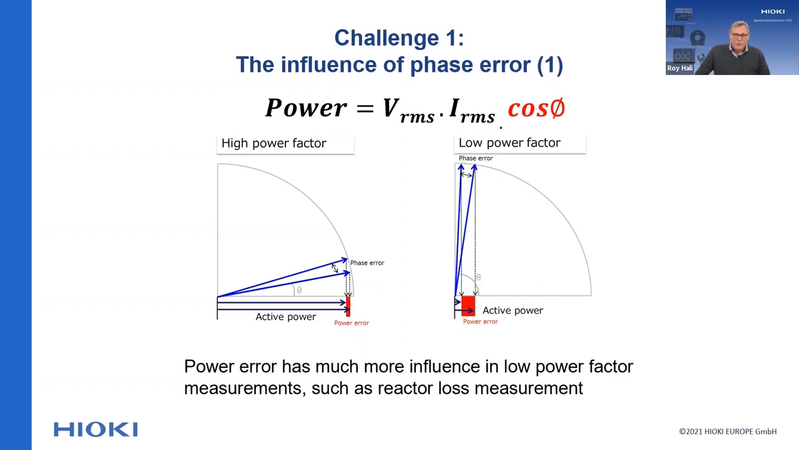However, when we look at the right side, we see that measuring a low power factor device, like a step-up reactor, the phase error has much more influence on the measured active power. This shows that it is extremely important to compensate the phase error, especially when you want to measure the loss of low power factor devices at high frequencies. How can we achieve this?